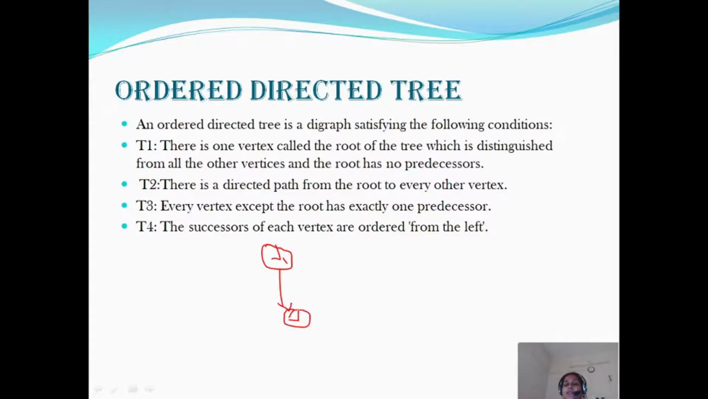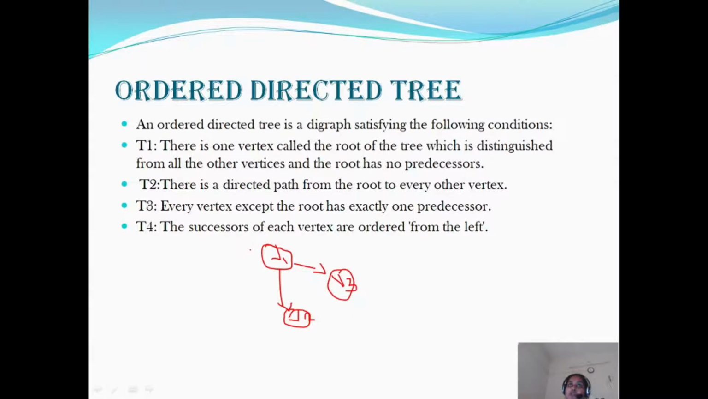What do you mean by root? I have already said in the previous part of the tree that a root is a distinguished vertex which has no predecessors. What do you mean by predecessor? No edge coming to it. In a directed graph, it is very simple. A vertex with no edge coming to it is called what? A root. A root is a distinguished vertex with no edge coming to it.